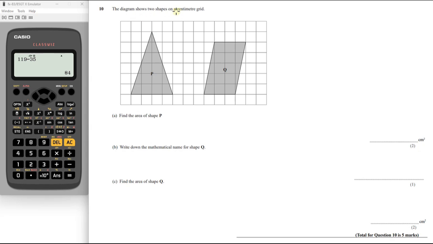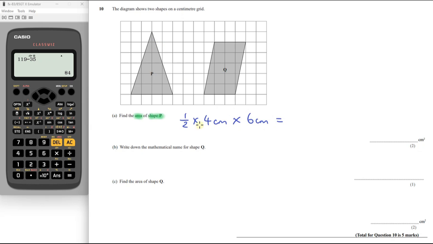Question number 10. The diagram shows 2 shapes on a centimetre grid. Find the area of shape P. So first of all, we're going to calculate the area of this triangle. So to calculate the area of a triangle, we do half times the base times the height. That's going to be a half times our base, which is 1, 2, 3, 4 centimetres. This is a centimetre grid, remember. And then we multiply by our height, which is 1, 2, 3, 4, 5, 6 centimetres.